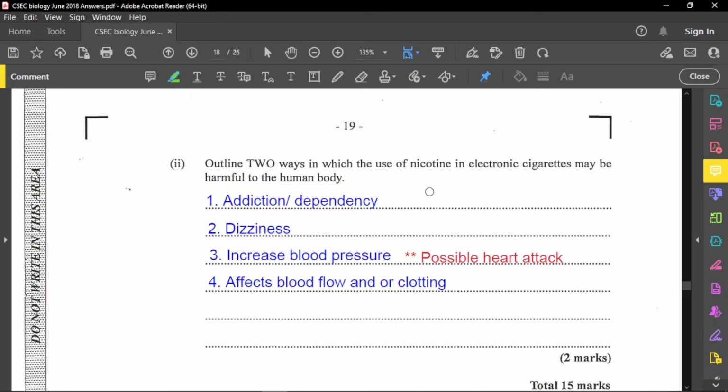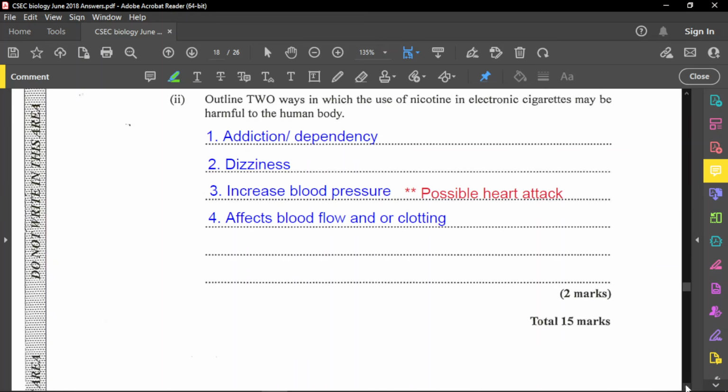Your mood swings. Social problems may arise from this. If you cannot get what you want, sometimes it may lead to other negative impacts. Dizziness is one, and again, dizziness, as we mentioned, is because of lack of oxygen flowing into different parts of the body, particularly your brain. It may also cause an increase in blood pressure and thus may lead to heart attack. It may affect the blood flow and also the clotting of blood as well. So there are a number of things that nicotine may cause in the body.